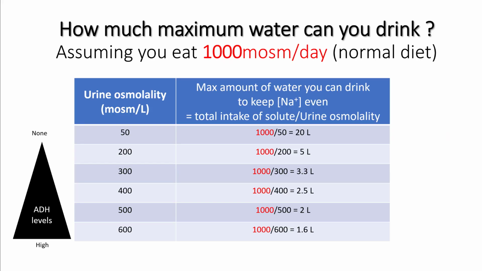So for example, if you're consuming a 1000 milliosmol diet and you have no ADH, that means your urine osmolality will be 50. So you can drink up to 20 liters before you become hyponatremic. However, as the ADH levels rise, your urine osmolality increases and the amount of water that you can drink before becoming hyponatremic decreases. So if your urine osmolality is around 600, you can only drink up to 1.6 liters of water. If you drink more than this, you are going to become hyponatremic.